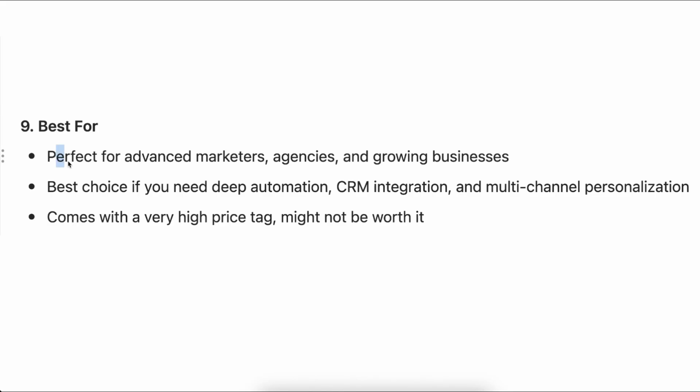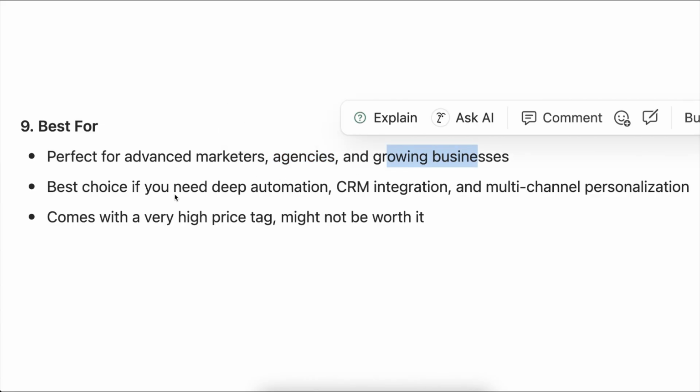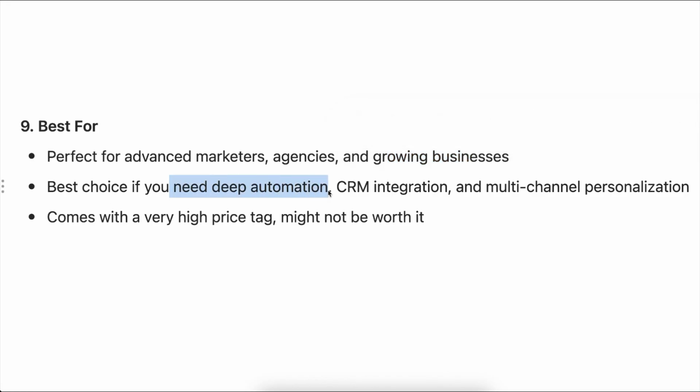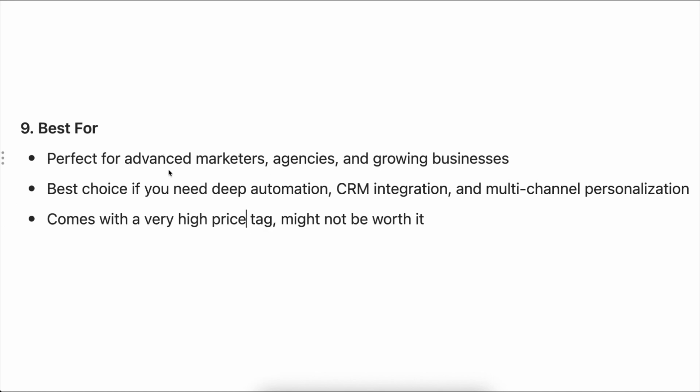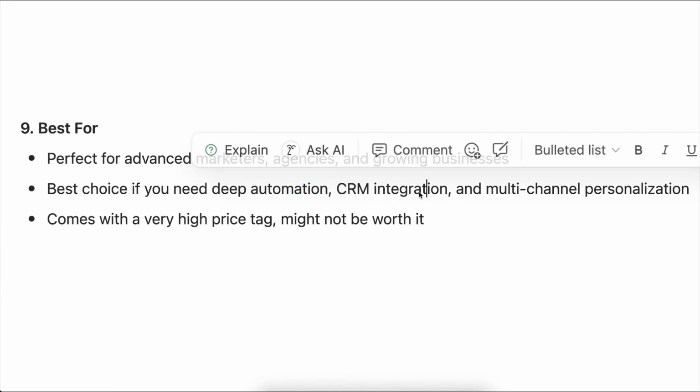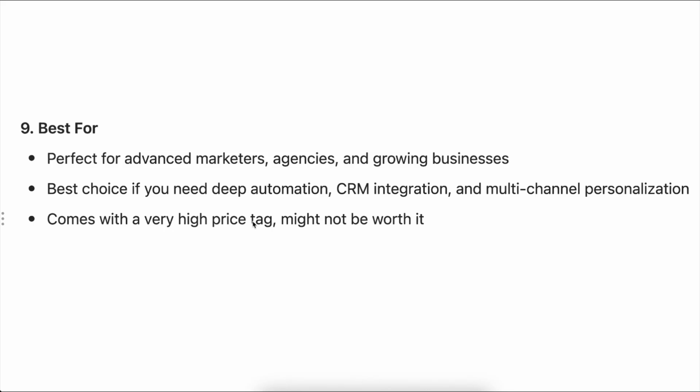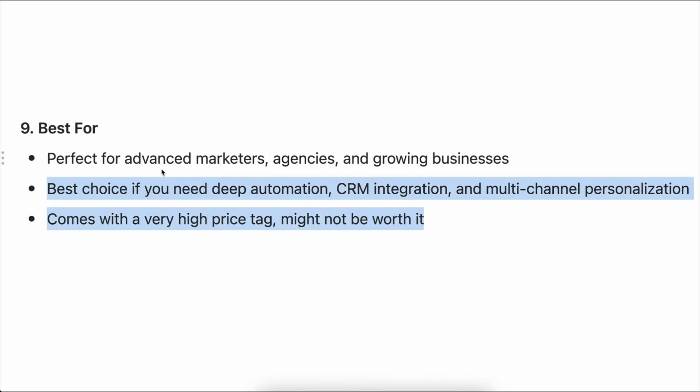ActiveCampaign is best for the really advanced marketer, some agencies that need to bring in crazy results, some bigger businesses. It's the best choice if you need some very deep automations, like some very high level CRM integrations, multi-channel personalization. However, as I mentioned, it comes with a very high price tag. So I would say that you need to take into consideration, are you actually going to use all of these automations, all of the customizations, all of the different things? Because you can have another email marketing software that's 1/5 of the price that provides almost everything that you will need. So that's the only caveat here that you need to take into consideration.